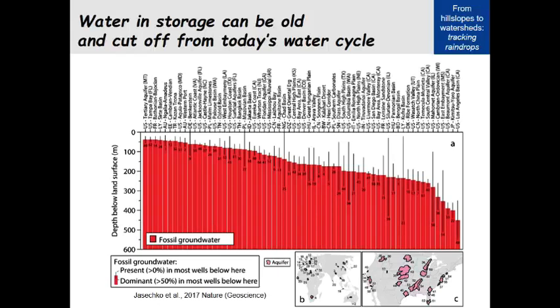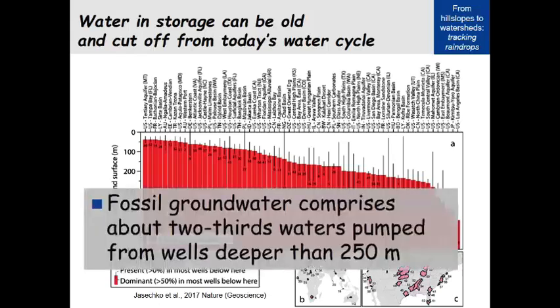So now we're looking at depth below the land surface from 0 down to 600 meters. So we're going pretty deep now, deeper than a hill slope hydrologist would usually tread. And then along the x-axis is a selection of many of these well sites coming from these maps. The take-home message is that this water, particularly when you get down below about 250 meters, is quite old, older than 10,000 years, something we call fossil water.